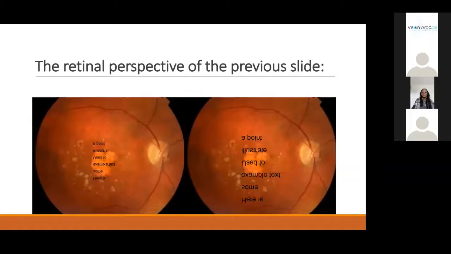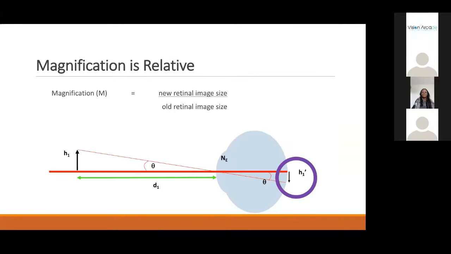This image shows the retinal perspective of that previous slide, showing that by magnifying the text, you see that more of the text falls onto the healthier retina and less of it on the geographic atrophy of the AMD case in this case.